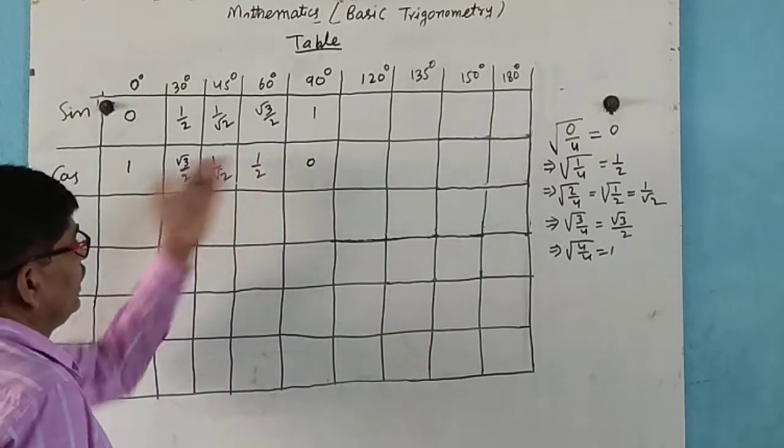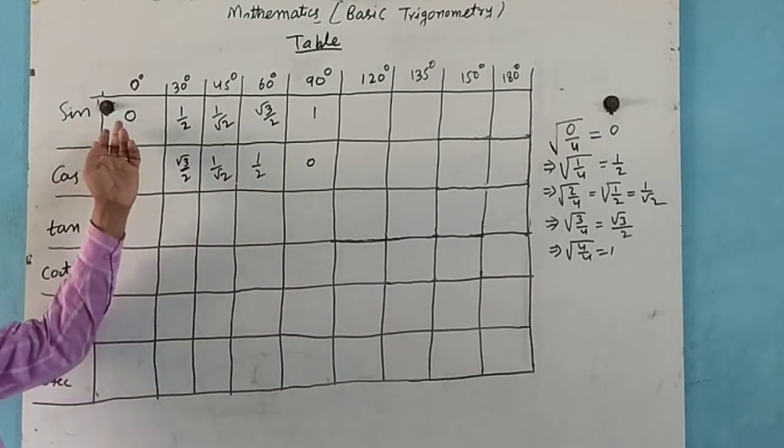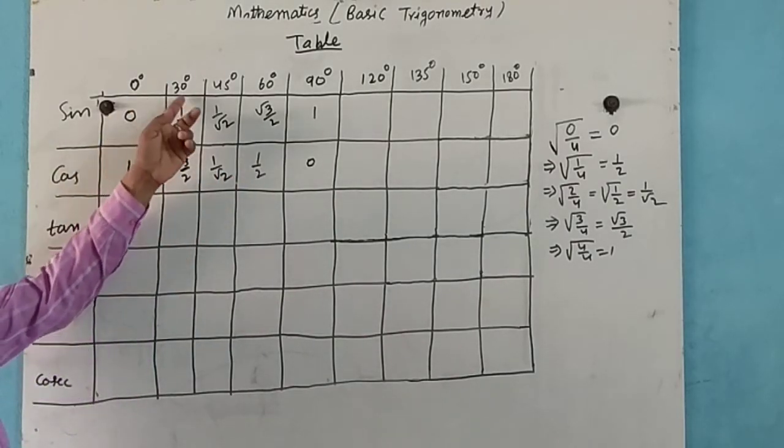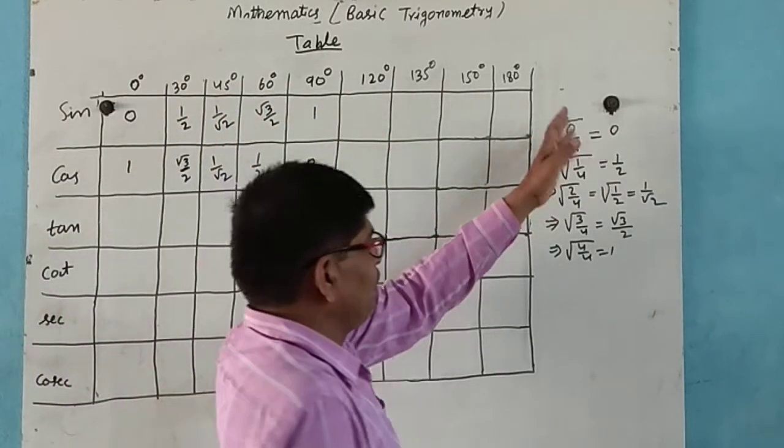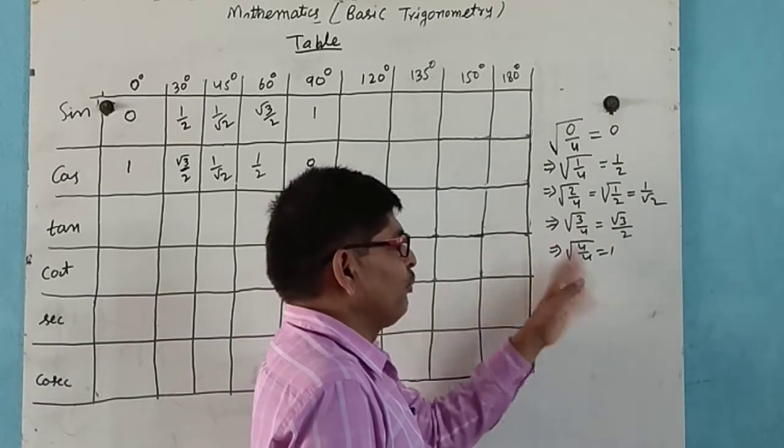Here, these are the diagonal properties. Now, you can write the values for 0 degree, 30 degree, 45 degree, 60 degree, 90 degree with the help of this: 0 by 4, 1 by 4, 2 by 4, 3 by 4, 4 by 4.